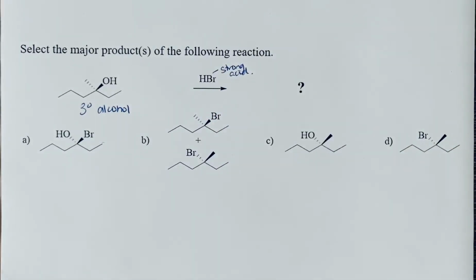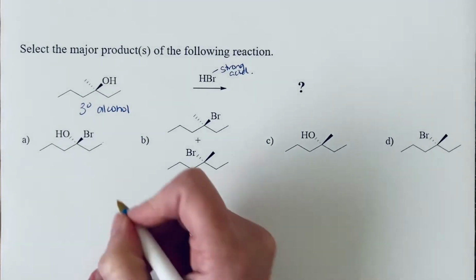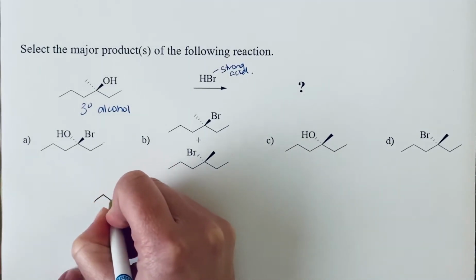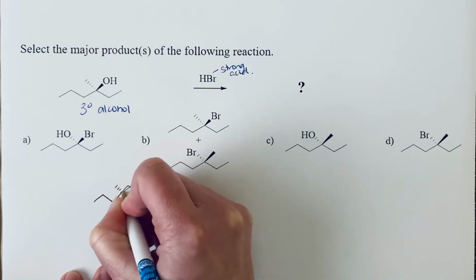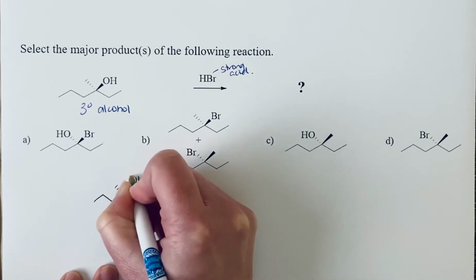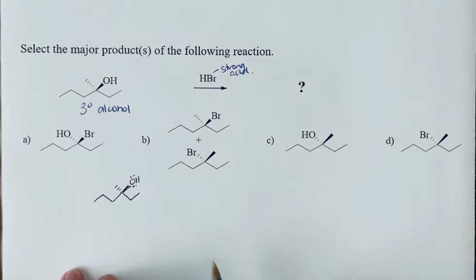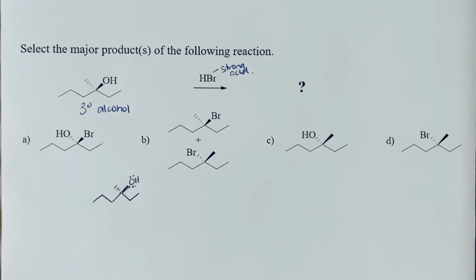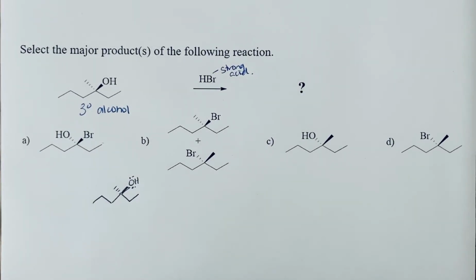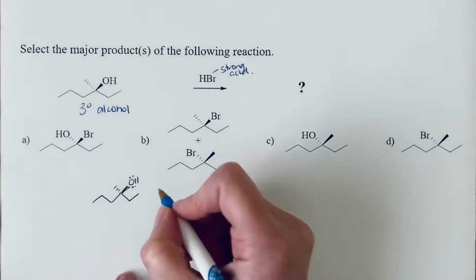So to predict the product of this, I am going to draw the mechanism of the reaction. So here is the tertiary alcohol. And so we should notice that this alcohol has a stereocenter. And looking just briefly at the options, it appears that we really do need to consider the stereochemistry of this reaction. Okay, so there is our alcohol.